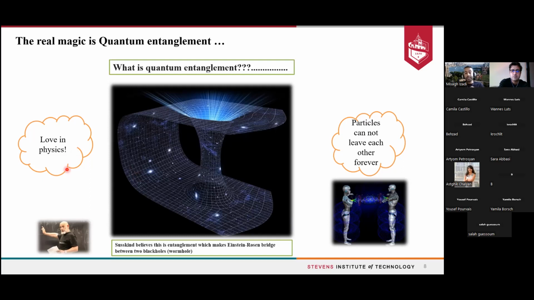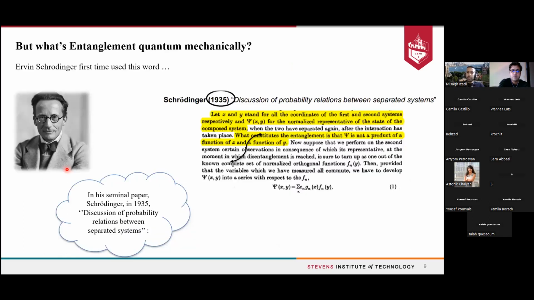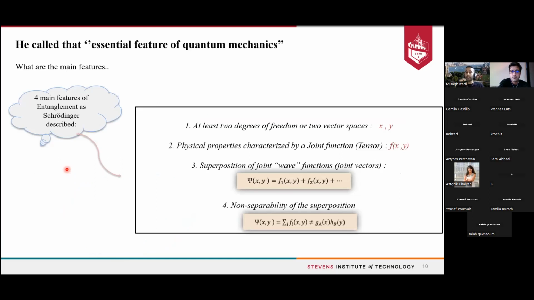And even some physicists, like Leonard Susskind from Stanford, believe that it is entanglement which makes the Einstein-Rosen bridge connecting two black holes. Anyway, if you want to fully understand quantum mechanical entanglement, we have to travel back in time to 1935. Schrödinger was the first person who used this word, and he introduced the concept of entanglement in his seminal paper in 1935, and he counts 4 features for entanglement.